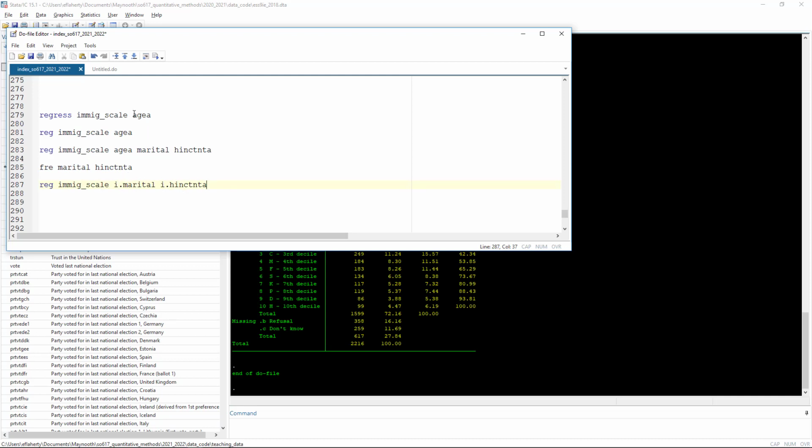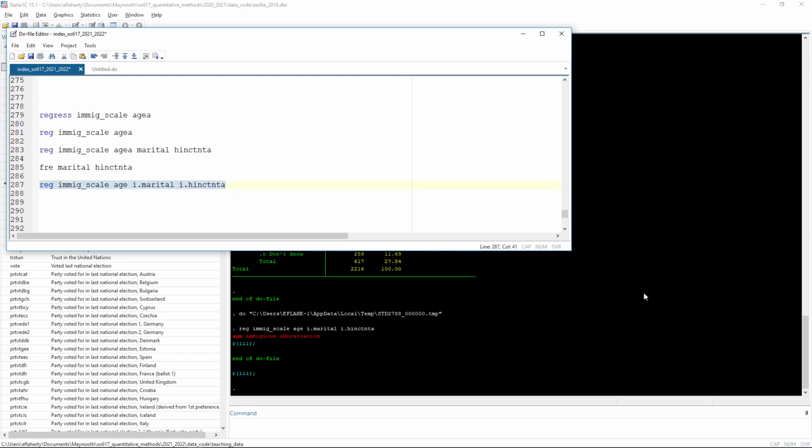And again, if we were to include age in this, we would leave age as it is because age is already a scale variable. We don't need to worry about modifying that. So we leave the scale variables as they are. The categorical variables, that's nominal and ordinal variables generally speaking, they go in with the i. prefix.